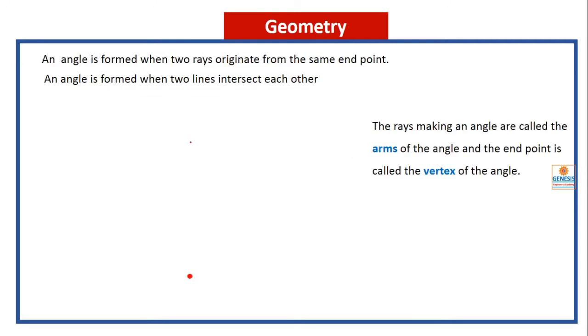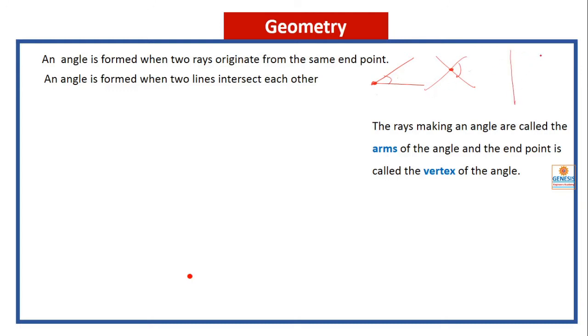Okay, so next, what is an angle? An angle is formed when two rays originate from one same endpoint, or when two lines intersect each other, or when they meet at one point. That is, if they originate from the same point, that is the angle, its origination, and when they meet at one point, that is the angle.